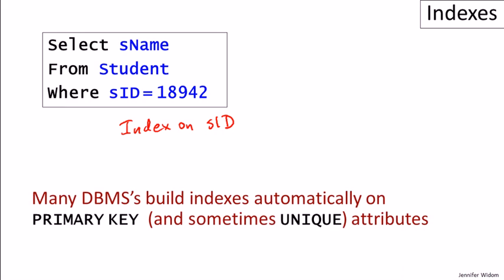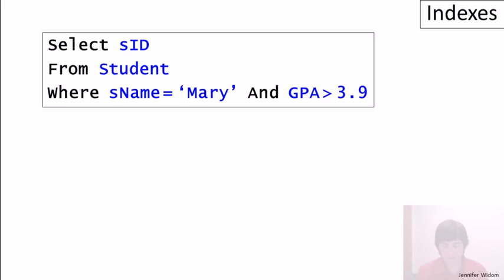scanned. Now, let me mention that many database systems do automatically build indexes on primary keys. So it's likely that in an application, the student ID would be declared as a primary key and there would be an index automatically. But it's a good thing to check if this type of query is common. And some systems even also build indexes automatically on attributes that are declared as unique. As a reminder from the constraint video, every table can have one primary key and then any number of additional keys labeled as unique.